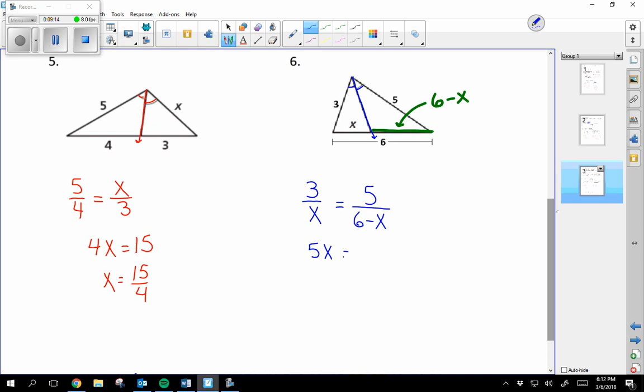And once again we have a monomial that needs to be distributed. So we'll have 5x equals 18 minus 3x. And then I add the 3x to both sides, so I have 8x equals 18. When I divide, x equals 18 over 8, which will reduce to 9 to 4.